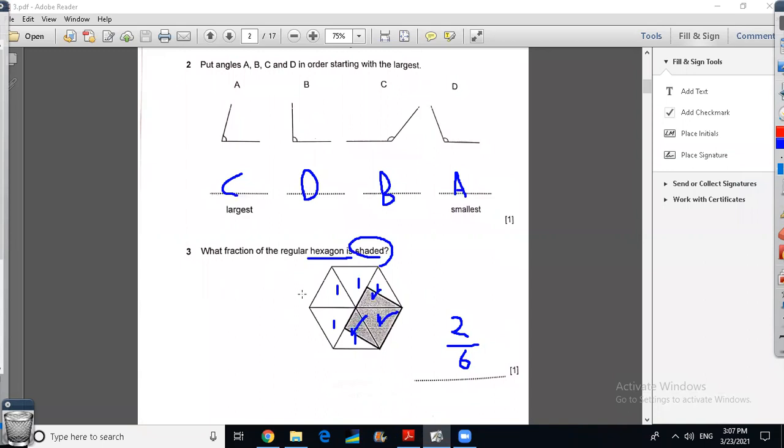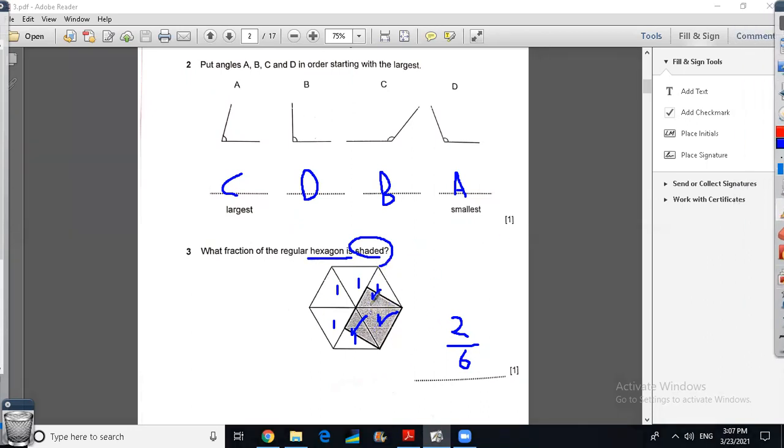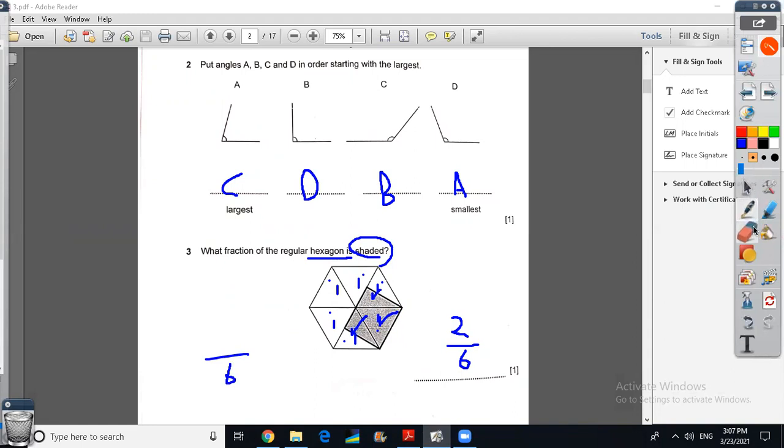It asks, what's the fraction of this regular hexagon which is shaded? So here, of course, we must count all the triangles. The hexagon is divided into 6 parts: 1 triangle here, 2, 3, 4, 5, 6. But how many out of the 6 are shaded? I have a whole triangle over here.